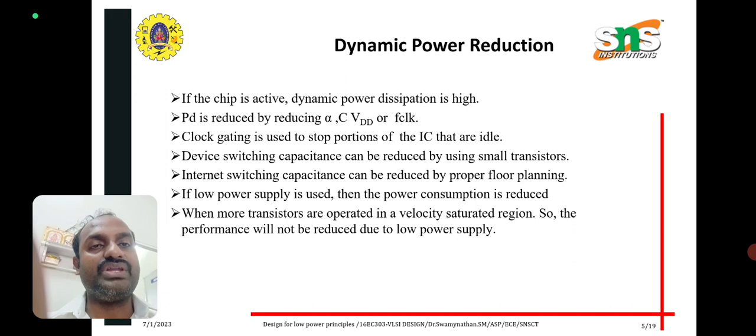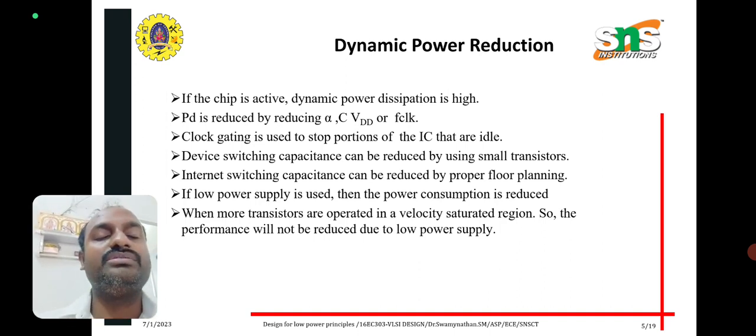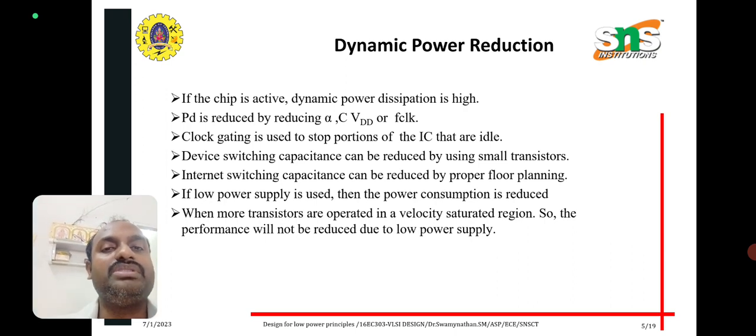The dynamic power PD is reduced by reducing the activity factor alpha, the switching capacitance C, VDD, or F clock, the clocking frequency. Next, clock gating is used to stop portions of the IC that are idle. Clock is nothing but the external triggering input. Whenever we are not using part of the IC, for example when you are not using the mobile phone, clock gating stops those portions.